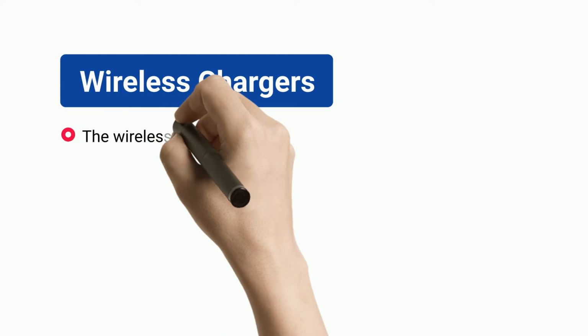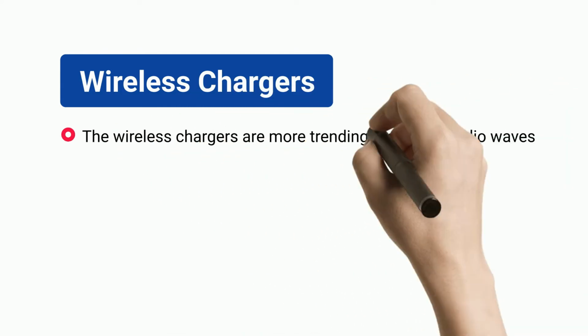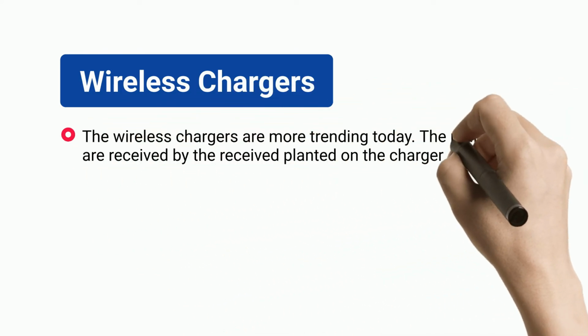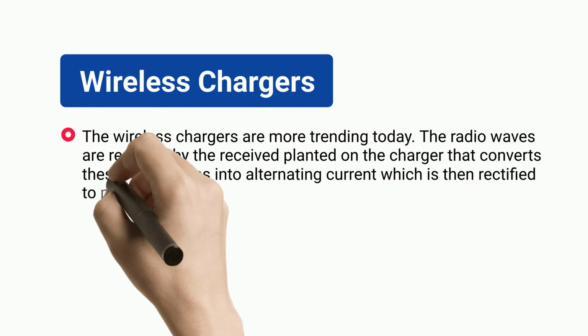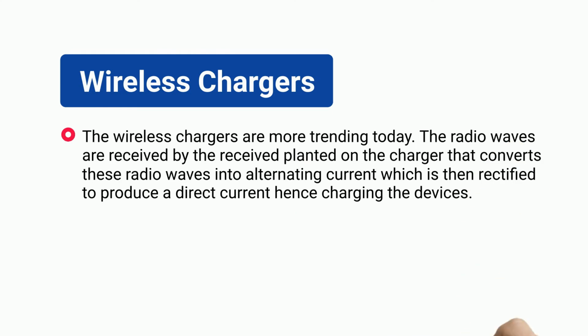Wireless chargers. The wireless chargers are more trending today. The radio waves are received by the receiver planted on the charger that converts these radio waves into alternating current, which is then rectified to produce a direct current, hence charging the devices.